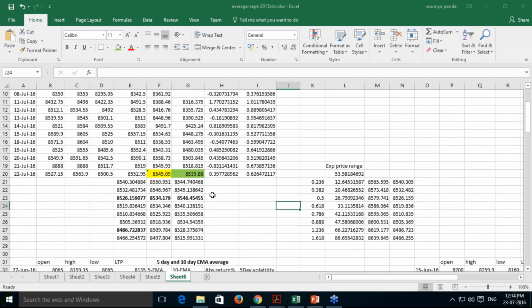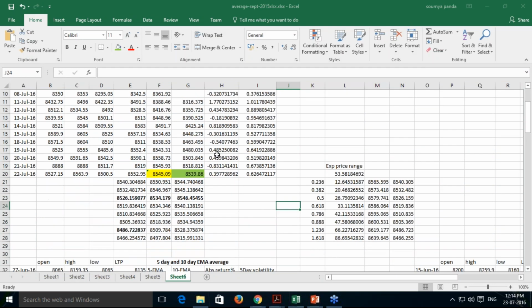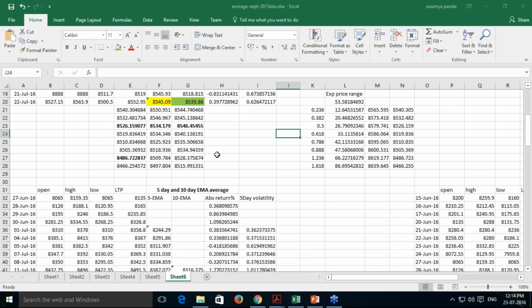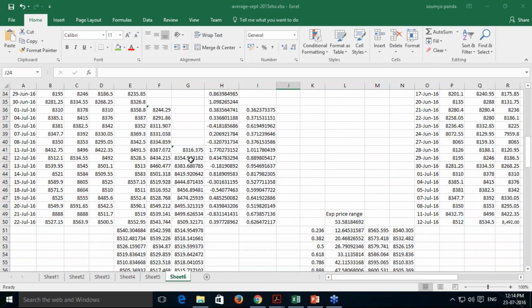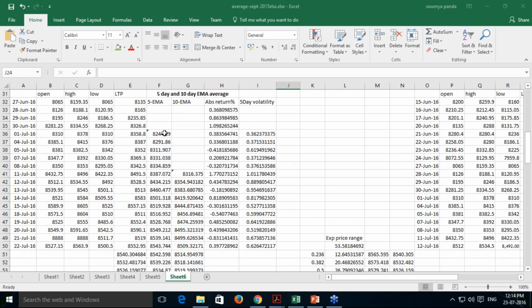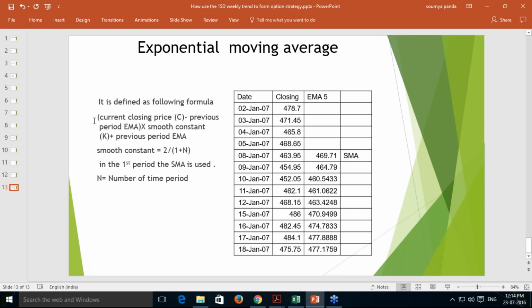Similarly, a simple moving average is just taking the 5 days data and dividing it by 5, or 10 days data, dividing it by 10. Similarly, you can do it for exponential moving average. Exponential moving average is a similar kind of thing. The only difference is in the formula. The formula will be the current closing price minus the previous period's exponential moving average, and the first period will be a simple moving average.